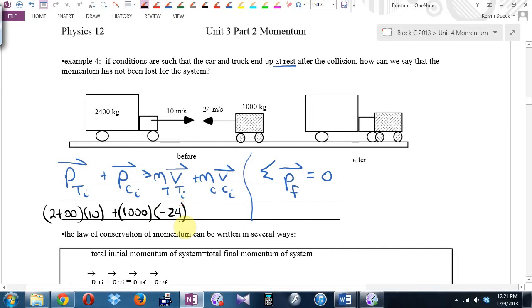When you go 2,400 times 10 plus 1,000 times negative 24, what do you get? You know what your momentum was before the collision? 0, and that's why your momentum after the collision was 0. It works. Momentum is conserved. It is possible to say that no momentum was lost because there was none to begin with.